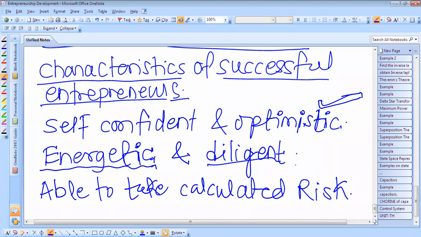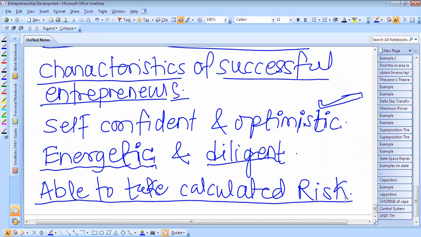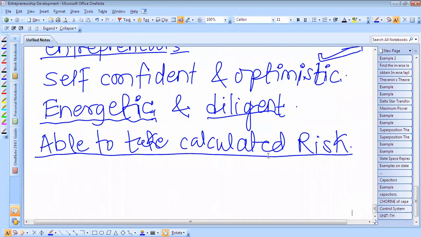So the entrepreneurs, they are always able to take calculated risks. Ordinary common people, they are not able to take calculated risks. That's why they never think of becoming entrepreneurs. They always go for the job because there is no risk. When the month is over, they will get the salary, and they are happy with their salary, happy with their earnings, because they do not want to earn more money in their life.